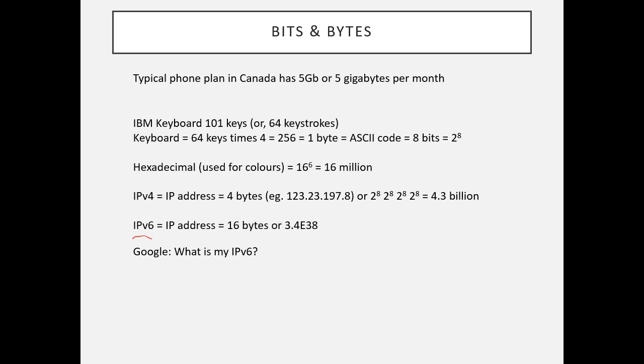If you're curious to know what your IP address is, just go to Google and type in what is my IP version 6 address. I think most of the providers now in Canada are providing everybody with this. The idea is that we're going to need a lot more of these telephone numbers because every single device in effect will have its own IP address.